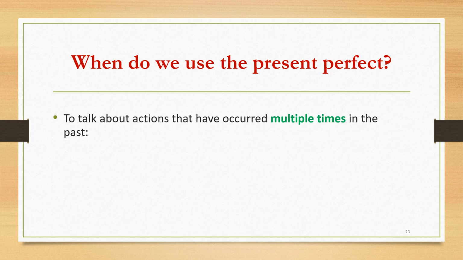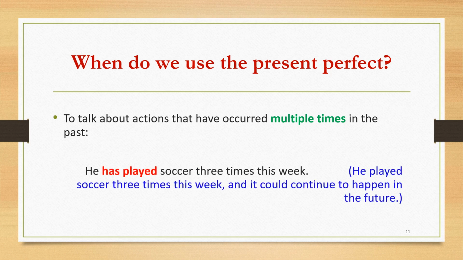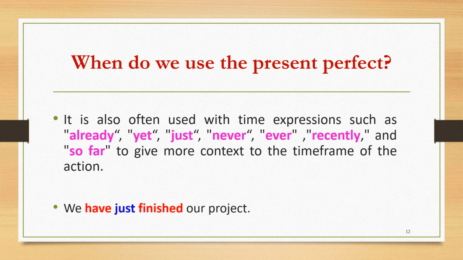We also use the present perfect to talk about actions that have occurred multiple times in the past. Example: he has played soccer 3 times this week. He played soccer 3 times this week and it could continue to happen in the future. So he has played 3 times this week.